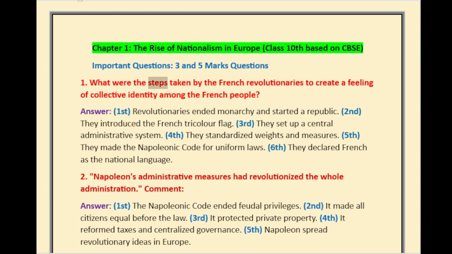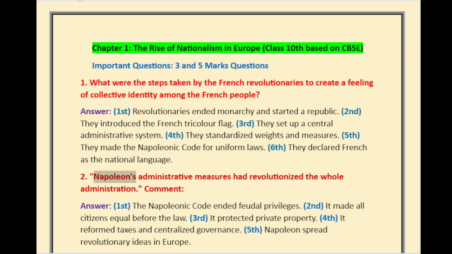1. What were the steps taken by the French revolutionaries to create a feeling of collective identity among the French people? Answer. First, revolutionaries ended monarchy and started a republic. Second, they introduced the French tricolor flag. Third, they set up a central administrative system. Fourth, they standardized weights and measures. Fifth, they made the Napoleonic Code for uniform laws. Sixth, they declared French as the national language.